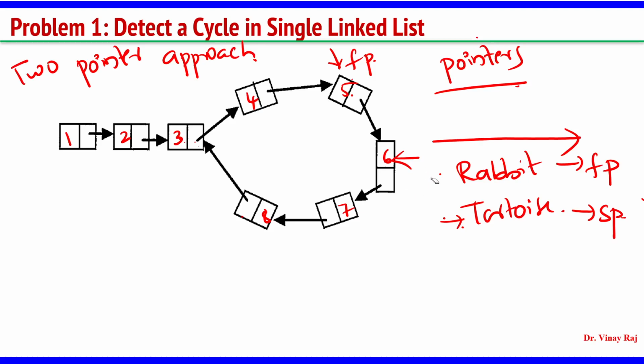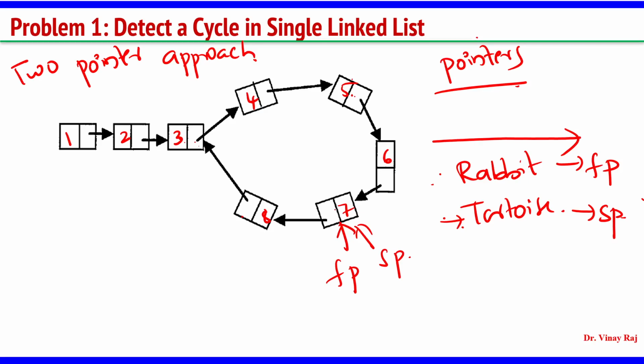Slow pointer, not fast, slow pointer. Next step, what is the next logic? Fast will move 2 steps. So from 5 it will come back to 7. So FP will come here and slow pointer will move 1 step. So it is coming here.